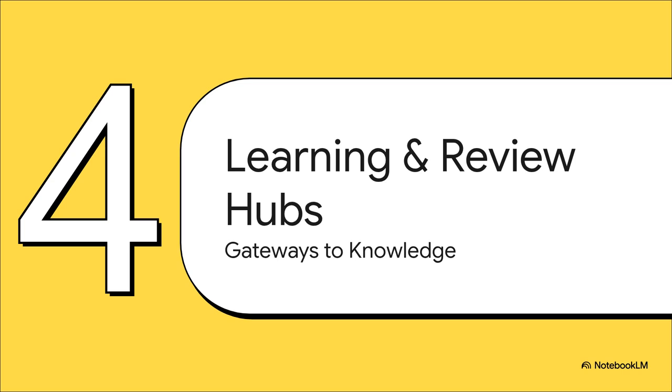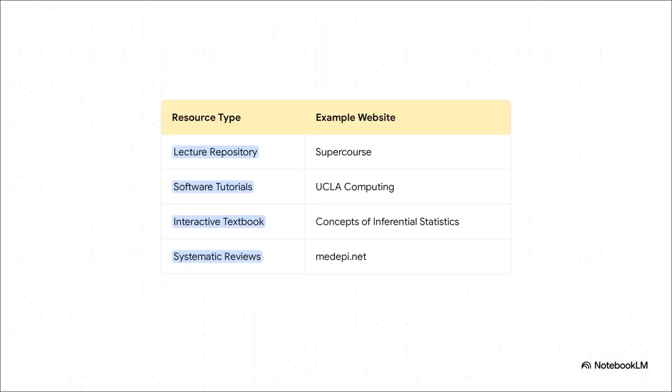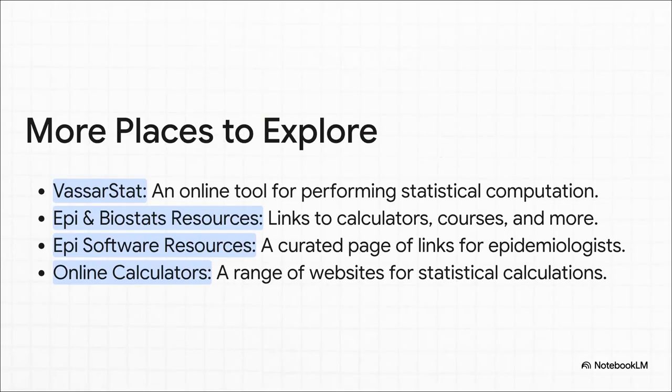So now let's check out the online libraries and classrooms that can help you with all of this. Just think of this slide as your personal reference library. If you want to watch lectures from experts all over the world, check out Supercourse. If you need a tutorial on a specific piece of software, UCLA's site is amazing. You can even find an entire interactive statistics textbook online for free. It's incredible.